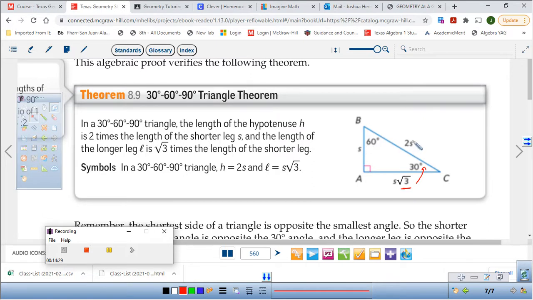This one will be twice of it. And then this one over here will be that times the square root of 3. Okay? In a 30, 60, 90 triangle, the length of the hypotenuse h is 2 times the length of the shorter leg s, so the shorter side, the s. This one's twice as it. The other leg would be s times the square root of 3. And the length of the longer leg, L, is the square root of 3 times the length of the shorter leg. There it is. It's not too bad.